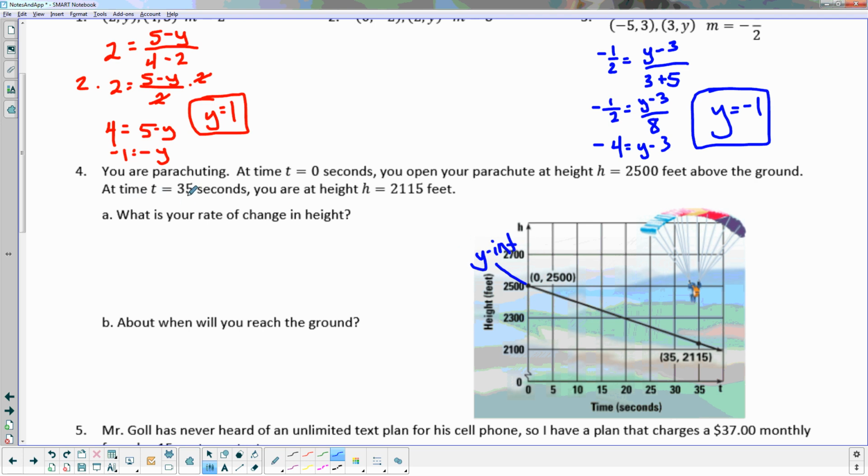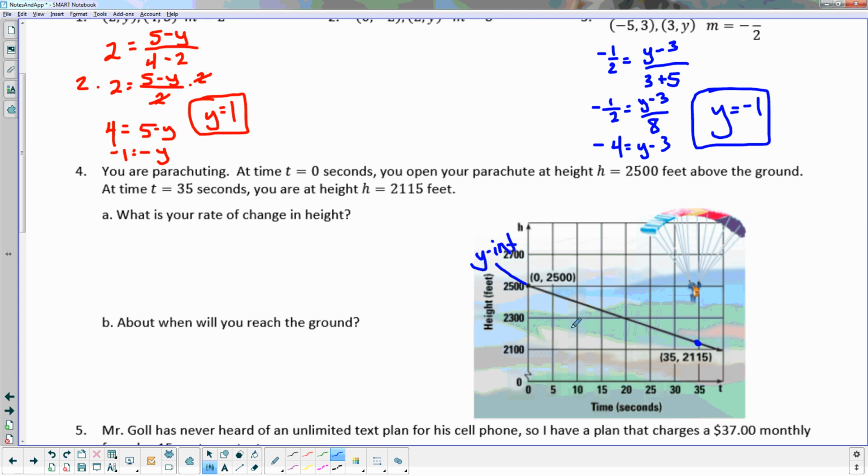At time t equals 35 seconds, you're at a height of 2,115. So you're right down here. They're just giving us this other point in the problem, but you can really realistically do it all from the graph. What is your rate of change in height? Okay, rate of change is how fast does our height change. You know, in a sense, I know that over 35 seconds I dropped somewhere around 400 feet, almost 400 feet. So that's over 35 seconds.